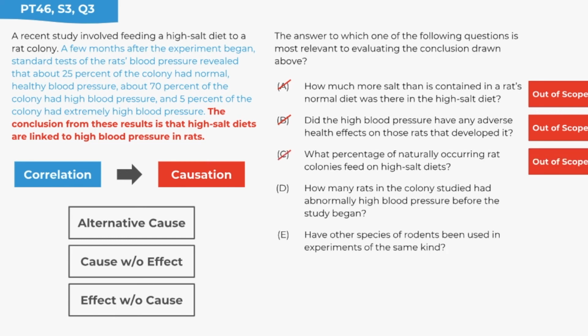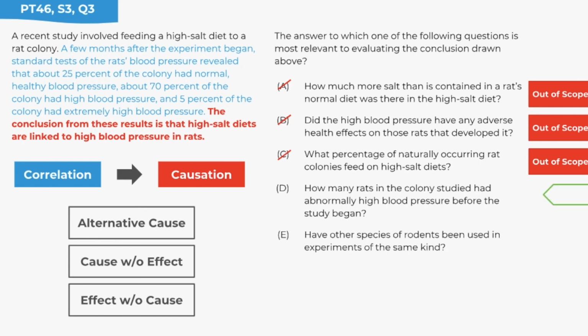D, how many rats in the colony studied had abnormally high blood pressure before the study began? Well, this is getting to the point about whether or not the high salt diet actually caused anything to occur within the rats. Because if they had already had high blood pressure, then the salt diet didn't necessarily cause anything. Now, if they didn't have the high blood pressure, then it makes it more likely that the high salt diet caused the high blood pressure. So this looks pretty good. Let's hold on to answer choice D.